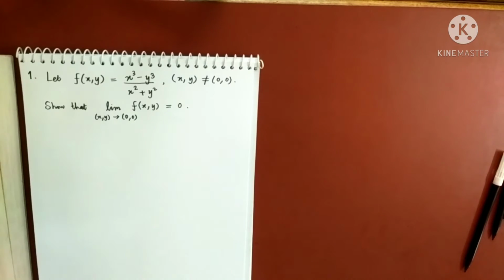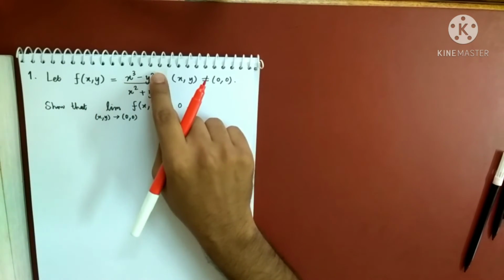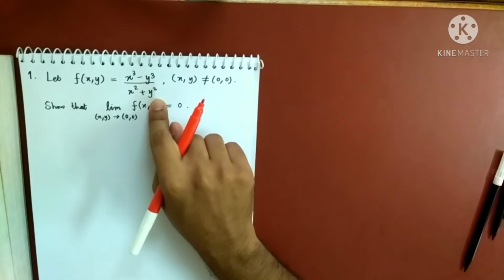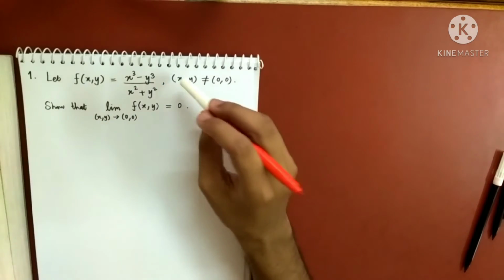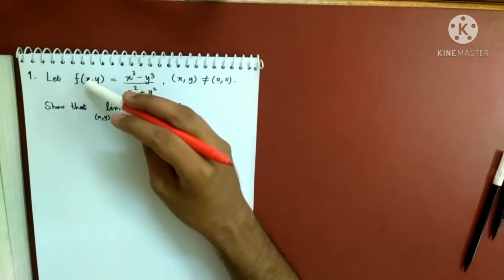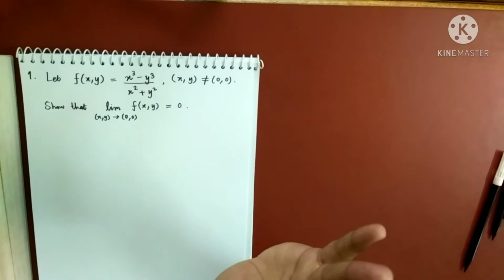So let me write the first problem. Here is the question. Let f of x comma y equal x cube minus y cube by x square plus y square. This is the function of two independent variables x and y. Now you see what is the domain of this function. This function is defined for any real numbers x and y except when both are 0. When both x and y are 0, the denominator becomes 0 and that is undefined.